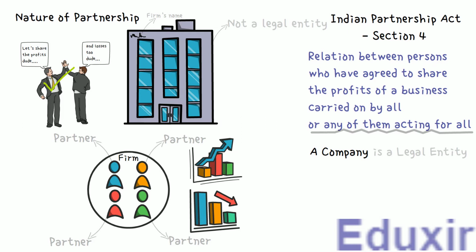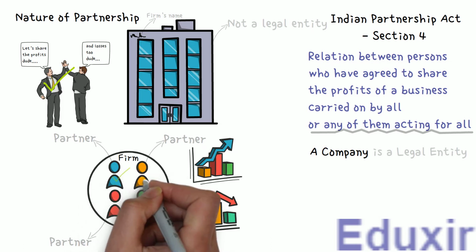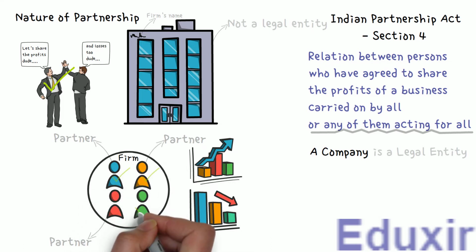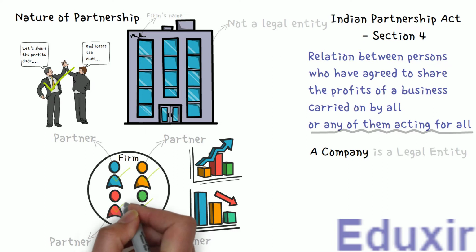Every partner of the business is a legal entity. By legal entity, I mean that every partner who is participating in the partnership is a legal entity. So this person is a legal entity, this person is a legal entity, this person is a legal entity, and this person is also a legal entity. There is no other legal entity.